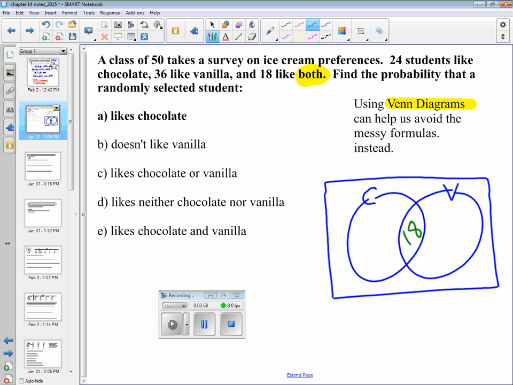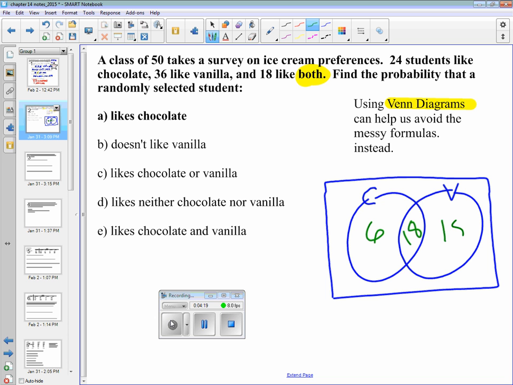So what do I need to do? What goes for chocolate only? Subtract 18 from 24, and what do you get? 6. So we're going to have 6 out here. And then how many people only liked vanilla? 18.